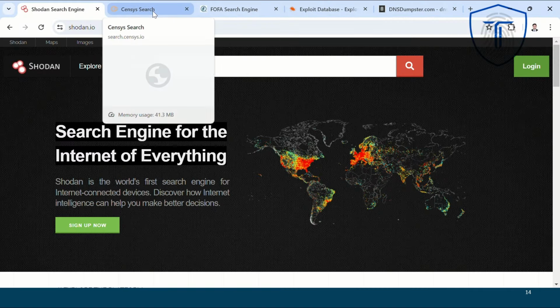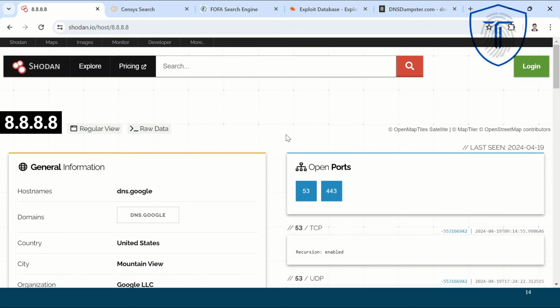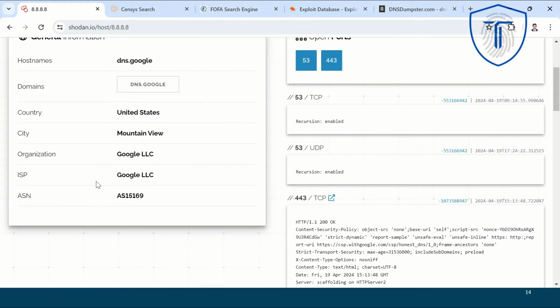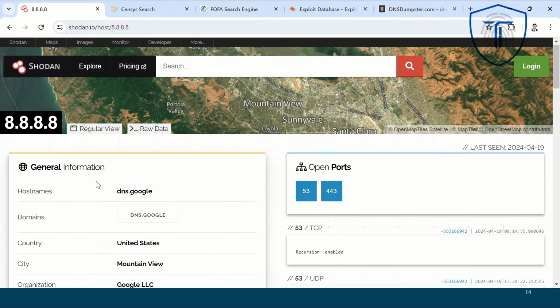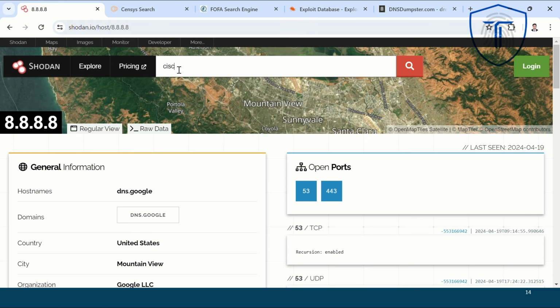Shodan is a tool where we can search a number of things. We can search by IP, like this is the IP of Google. Here is the information regarding Google. You can also search using a word like Cisco.